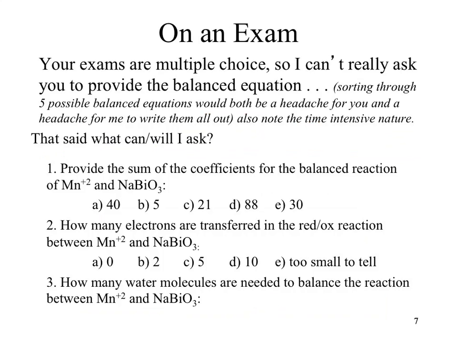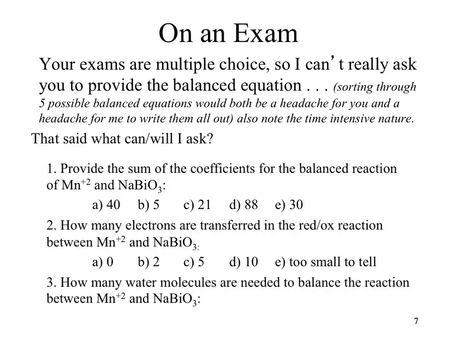Which one's the correct answer? 10. 2 and 5 were correct to balance a half reaction, not the entire reaction. To balance the overall reaction, you needed to transfer 10 electrons. So the answer you would have would be 10. Okay? So it's looking at a different step within the balancing process.